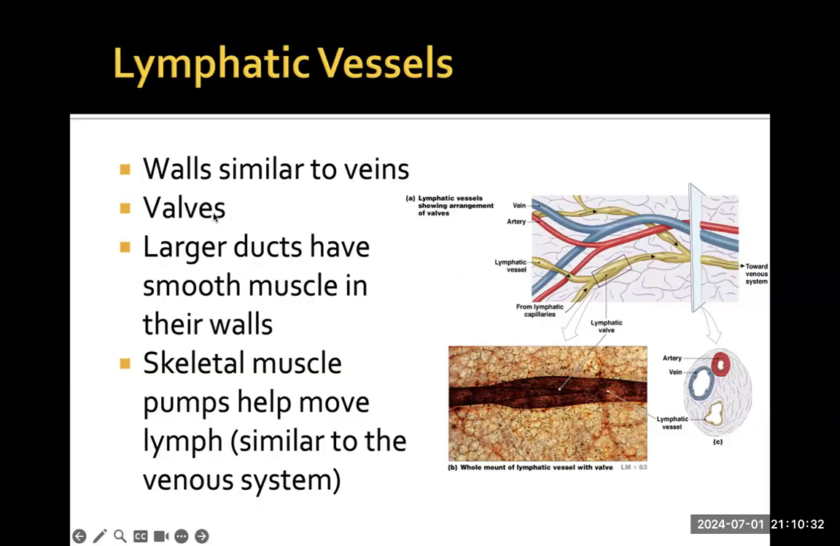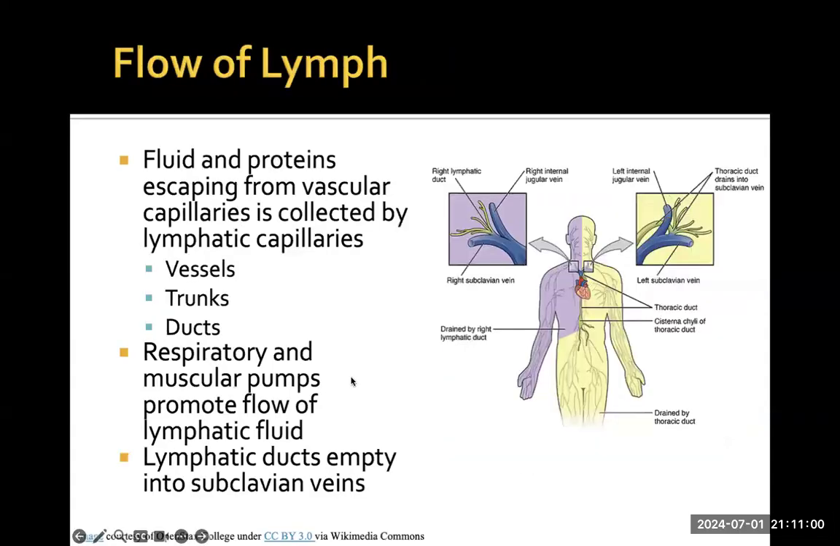It does have valves inside of it, which help, like here, to create one-way flow, right? So you'll have flow go past there, and then just like in the veins, you'll have one-way valves that are going to close off to continually force the fluid in one direction. The ducts are larger here, and they have smooth muscle in their walls. And then very much like your vessels, the skeletal muscle pumps are going to help move the lymph. And again, very similar to your venous system for return.